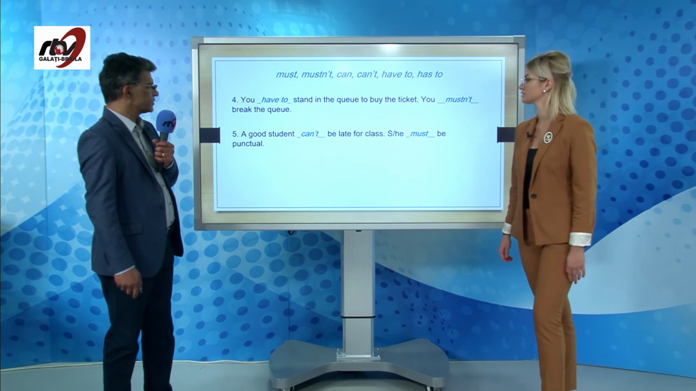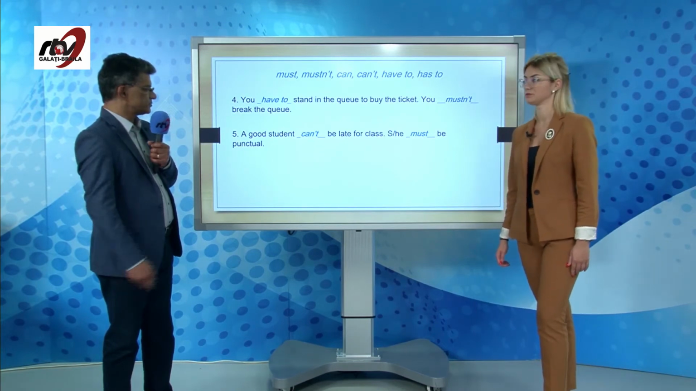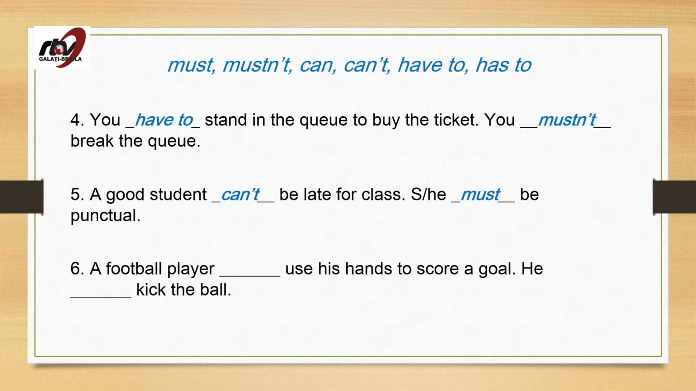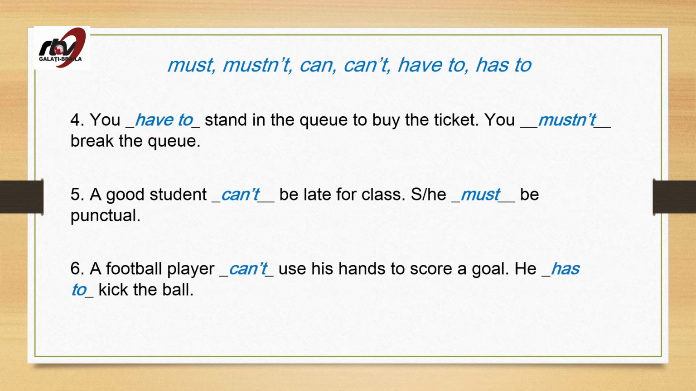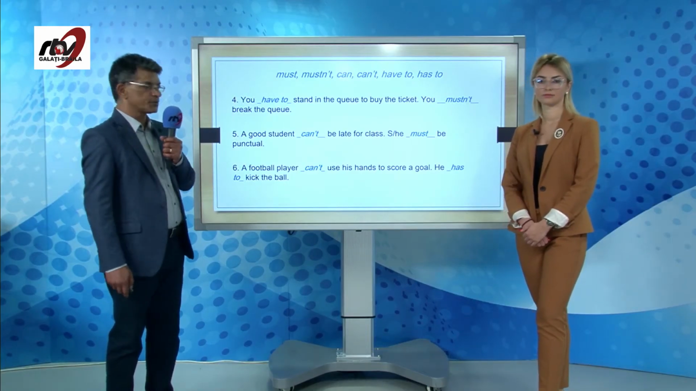A good student can't be late for class. He or she must be punctual. And the last one, a football player dash use his hands to score a goal. He dash kick the ball. In football, you can't use your hands to score a goal. He has to kick the ball. So here are some examples of rules, quite simple.